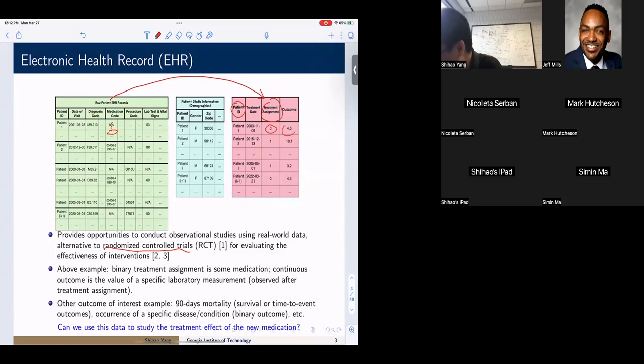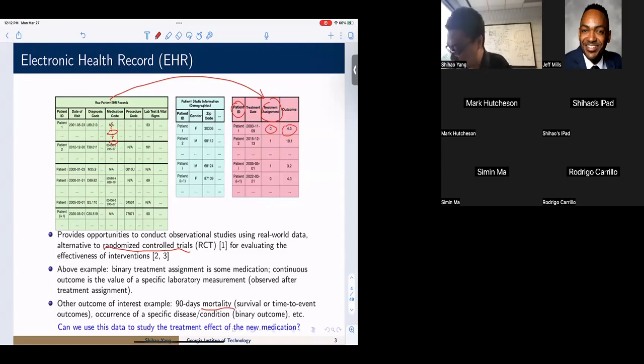And then I measure a type of outcome, also derived from this table. It may be, for example, a binary outcome, or a continuous outcome, a value of specific lab measurements observed after the treatment. Another possible outcome of interest would be, for example, survival. Some of the data might have survival. Medicaid, unfortunately, doesn't have it. But mortality is definitely one variable of interest.